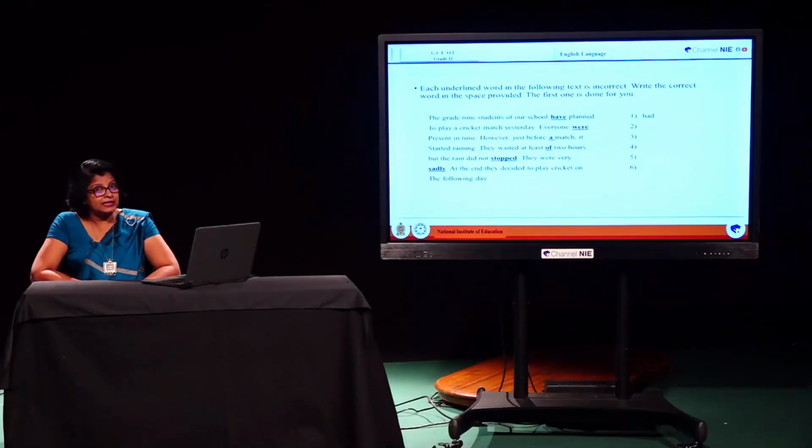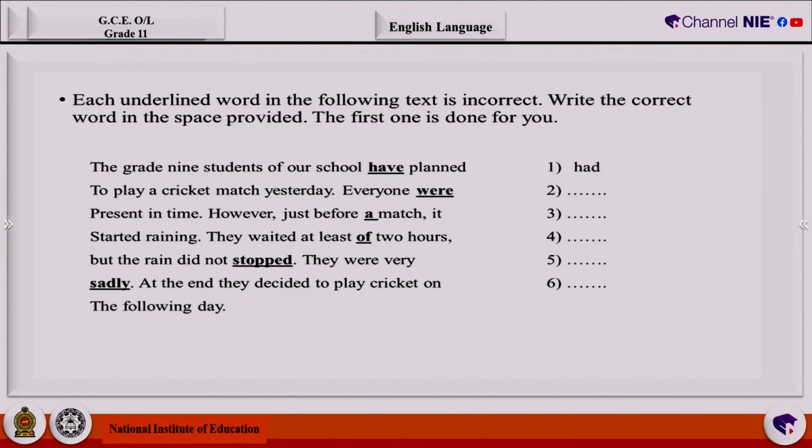What do you find in this example? Each underlined word, I am reading the instructions. Each underlined word in the following text is incorrect.